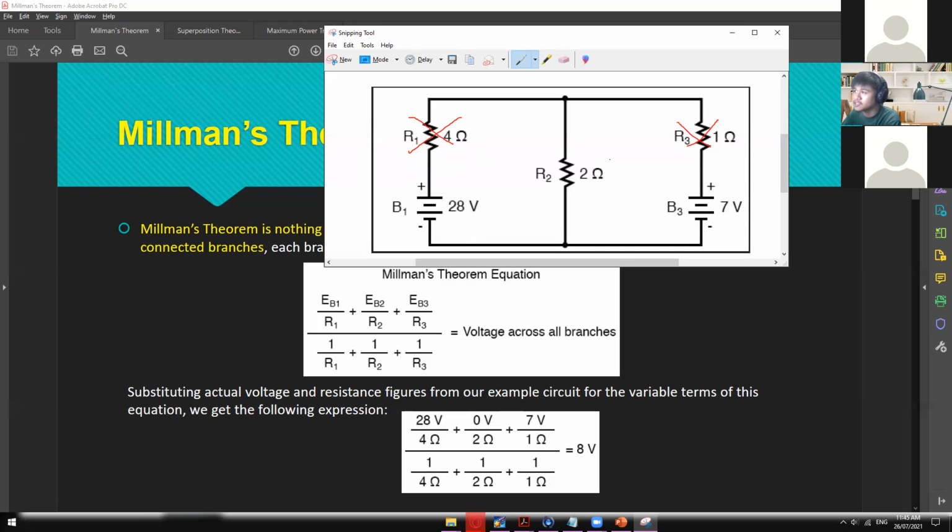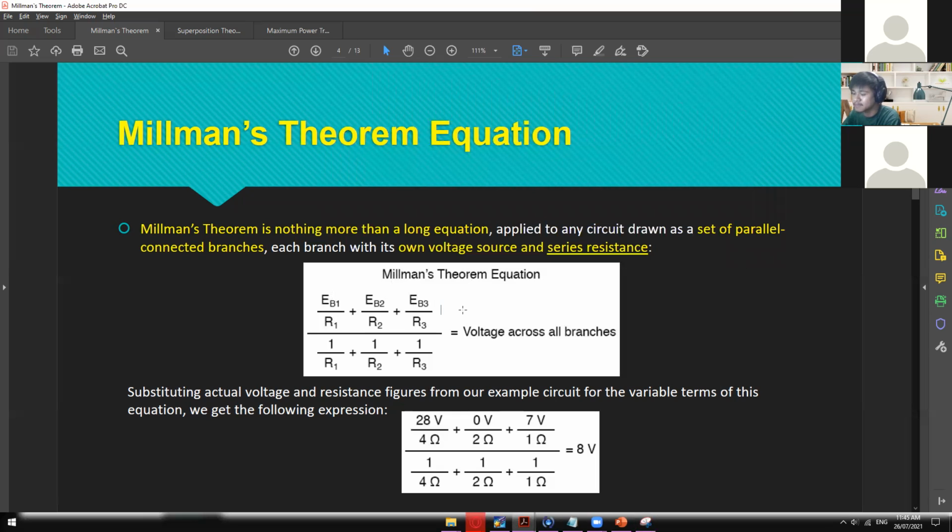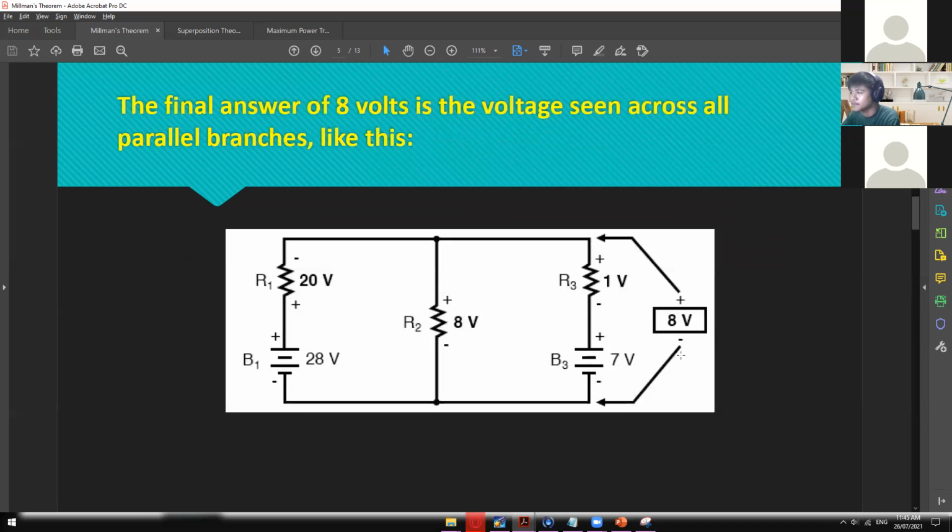Dalawang branch na merong battery at saka resistance. So dapat meron ito, meron ito. And then the rest, let's say kung mag-extend pa dito kahit isang resistance siguro, then okay lang din. So ang magmamatter lang naman is as long as meron ka ng dalawa for you to be able to apply this one. So kung meron pang isa dito, just make this one plus EB4 over R4, and then sa baba naman plus 1 over R4. Okay? So, as simple as that.